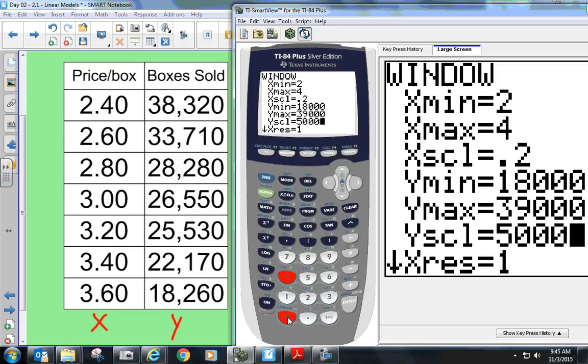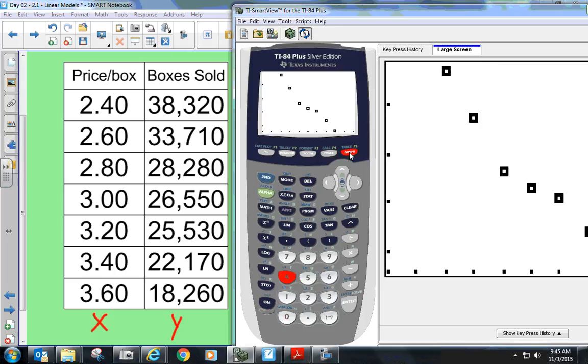Okay? Now let's take a look at the graph. There you go. It now includes all of them right there. 1, 2, 3, 4, 5, 6, 7. Interesting. 1, 2, 3, 4, 5.